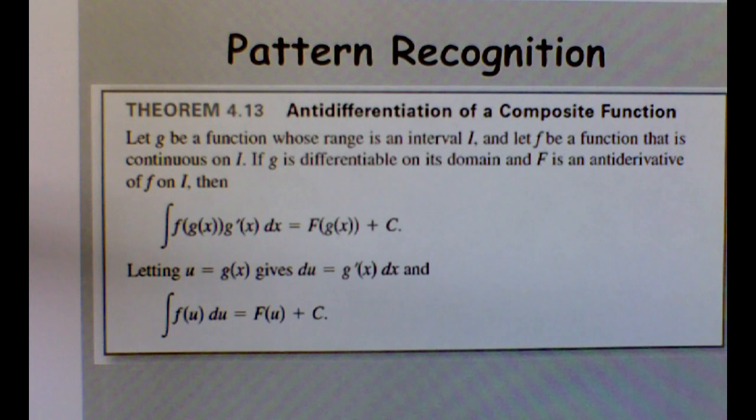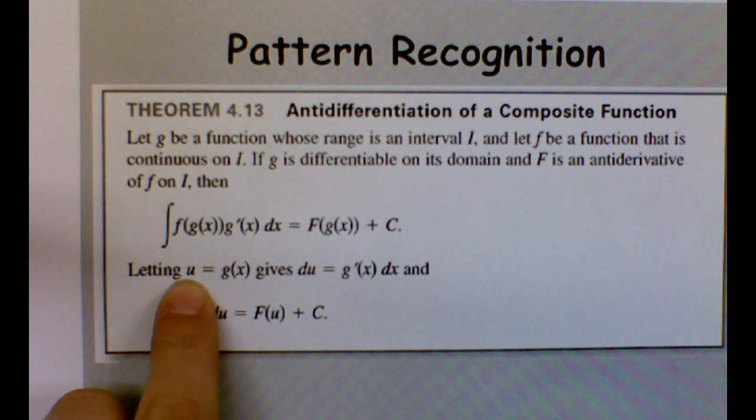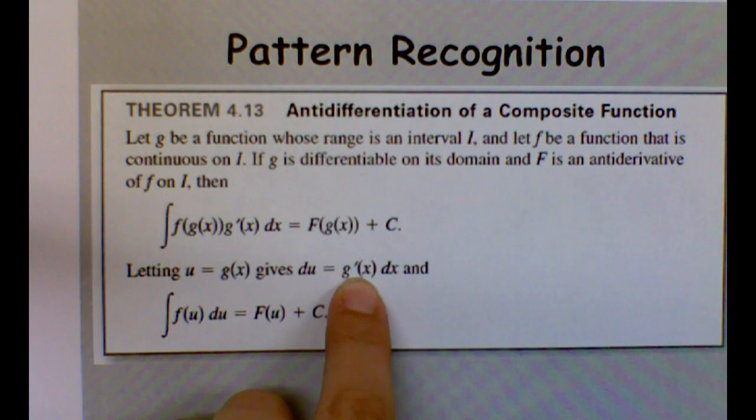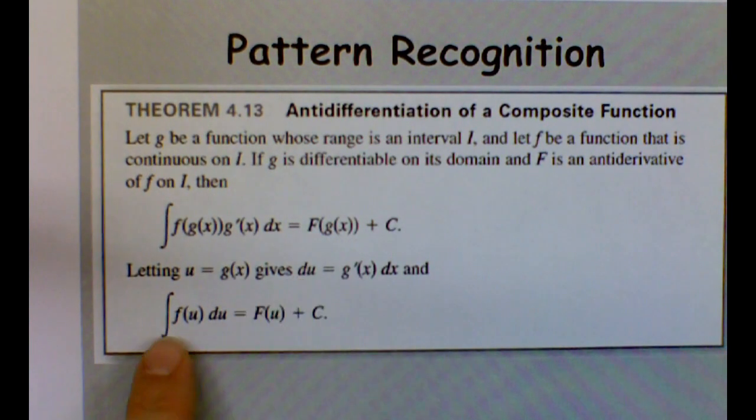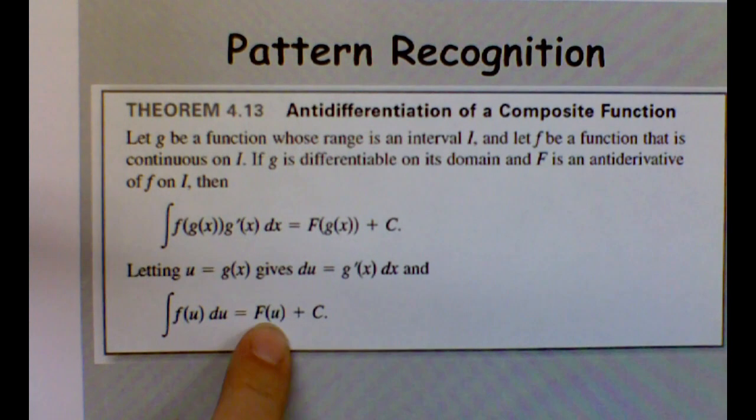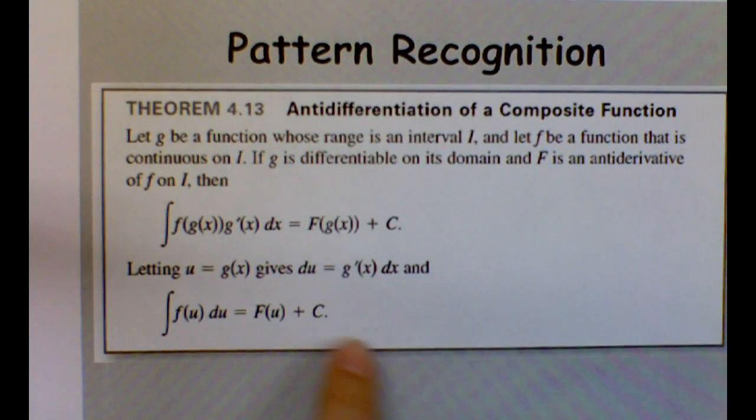If g is a function whose range is an interval I, and f is a function that is continuous on that interval, if g is differentiable on its domain, and capital F is an antiderivative of lowercase f, then the antiderivative of f of g of x times g prime of x dx equals capital F of g of x plus c. Basically, we're saying if I can replace something in the function with u, and I take the derivative of that thing, call it du, if I can find both of those in the function, I just take the antiderivative of f of u plus c.